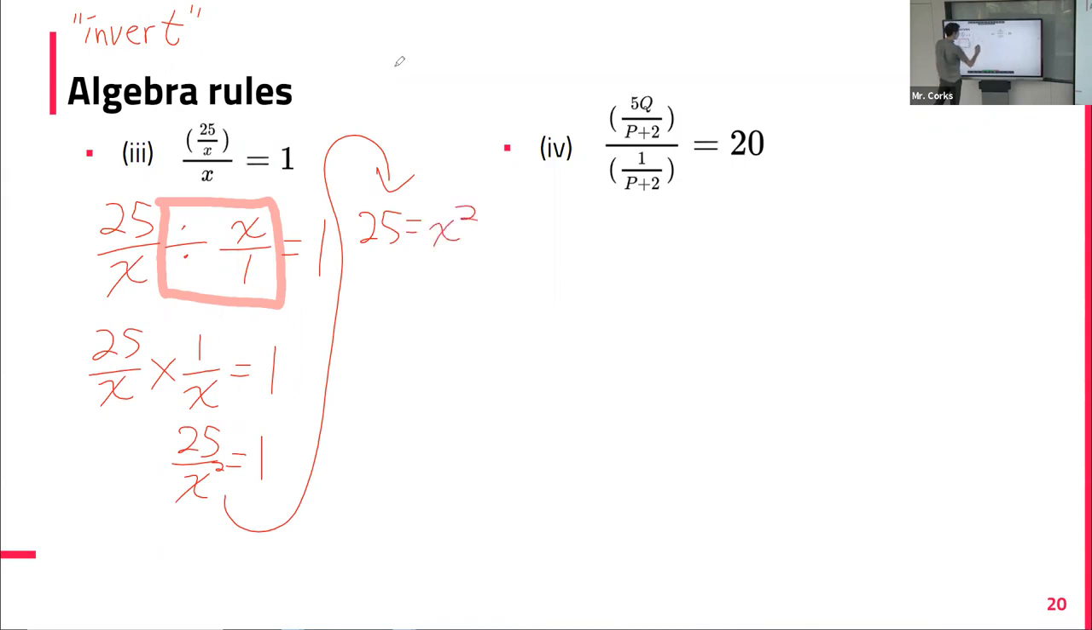Squared, take a square root. Okay, so square root of each side, then plus minus 5. So this, write this out for clarity.